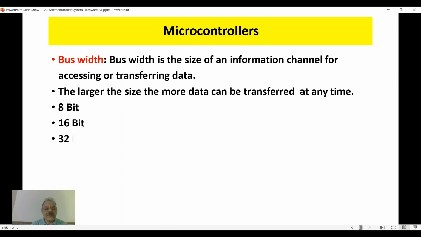There's a concept of bus width, and once you buy a microcontroller, it is generally said that this is an 8-bit microcontroller, 16-bit microcontroller, or 32-bit microcontroller. This particular specification is of the bus width. It is the width of the information channel, the lines on which the data is going, either 8, 16, 32, or 64. The larger the width, the faster the data can be processed and transferred.